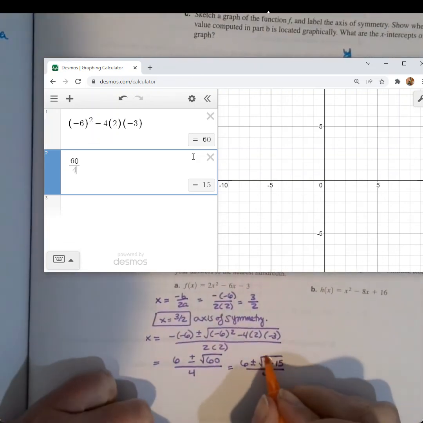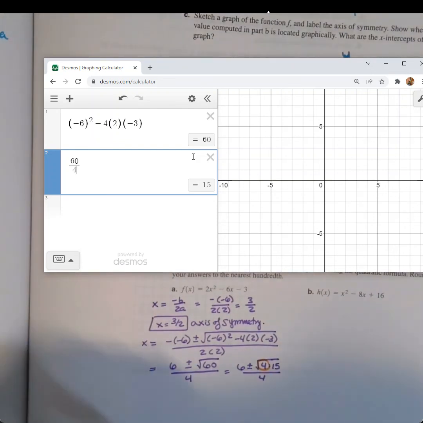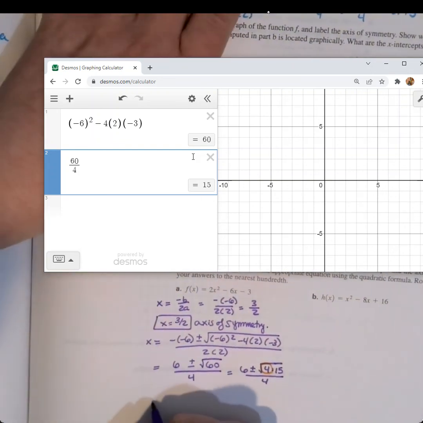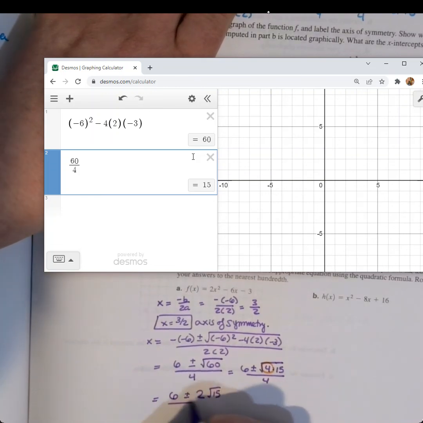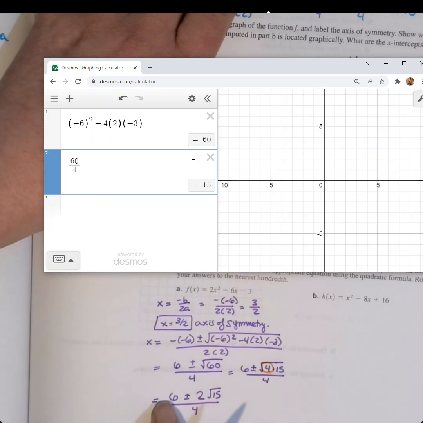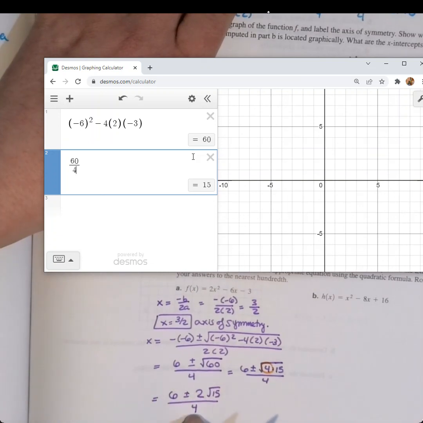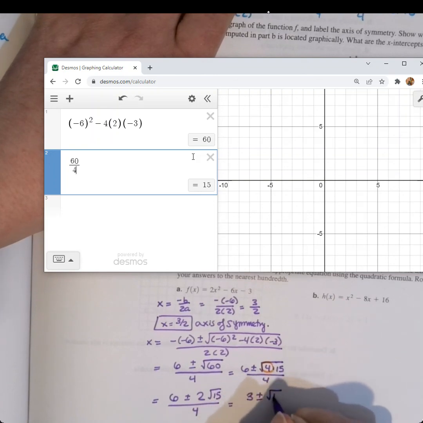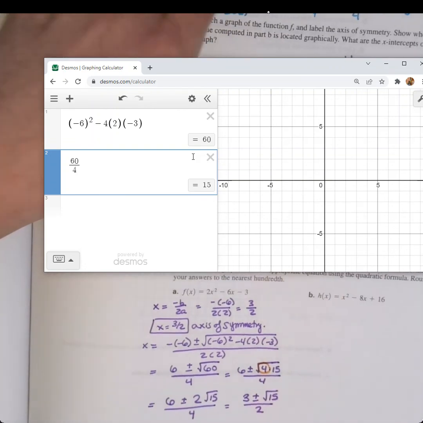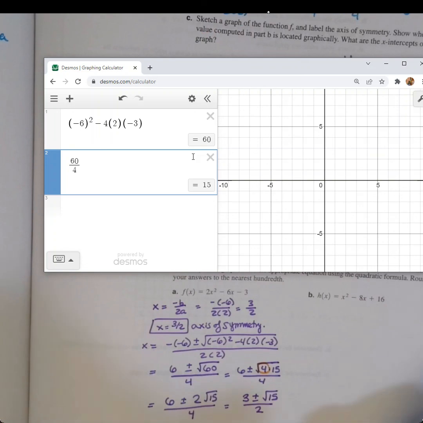And then we're going to do the square root of 4. The square root of 4 is 2. So this is 6 plus or minus 2 square root of 15 over 4. Then you can see that you have 3 different coefficient values that can all be reduced by 2. So you're going to divide those by 2 to get 3 plus or minus the square root of 15 over 2. Okay, so we're going to take those and separate them.